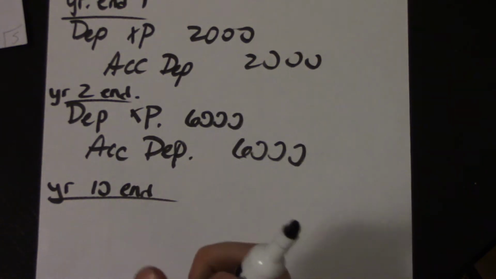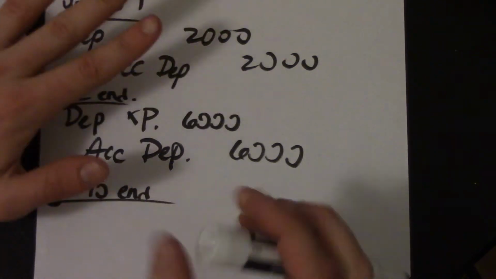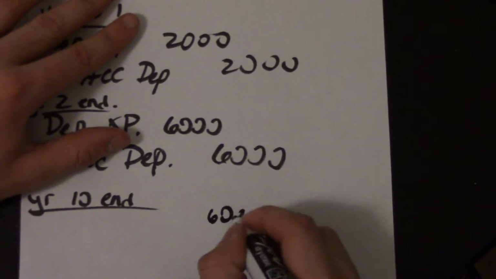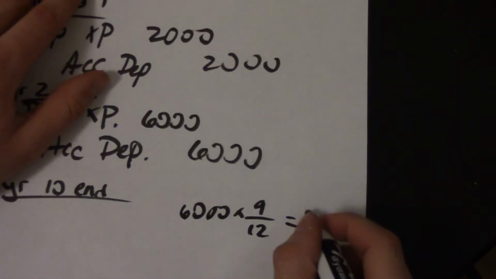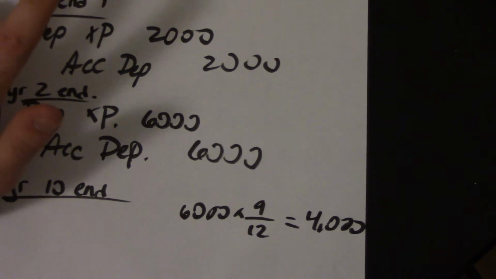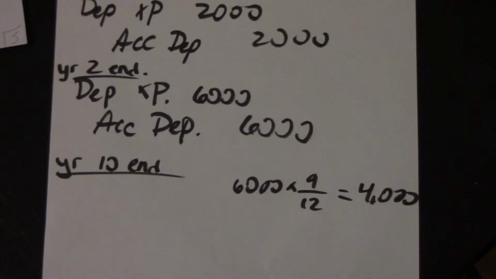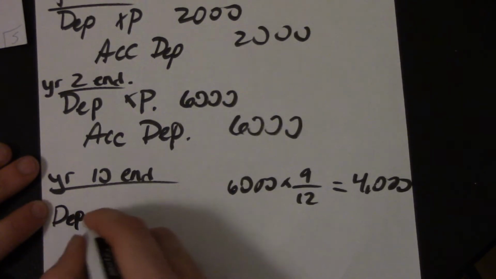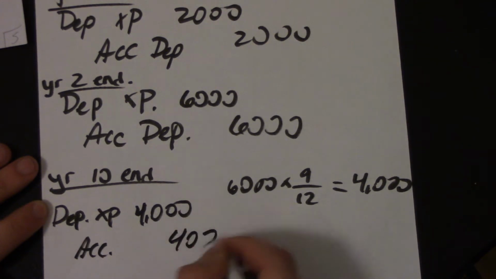So if we depreciate it for January, February, March, April, May, June, July, August, September, for 9 months, 6,000 times 9/12 is equal to 4,000. I think I did that right. Let's see. 9, 3/4. Yep, that's right. 4,000. So our depreciation expense is going to be 4,000, and our accumulated depreciation is going to be 4,000.